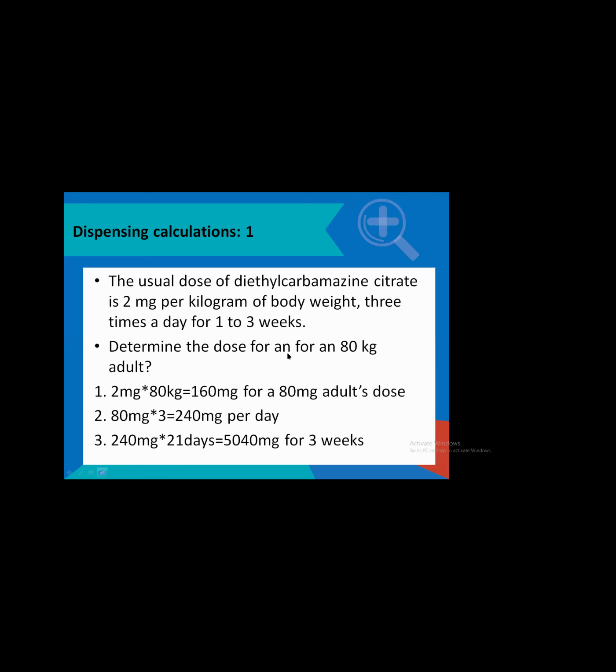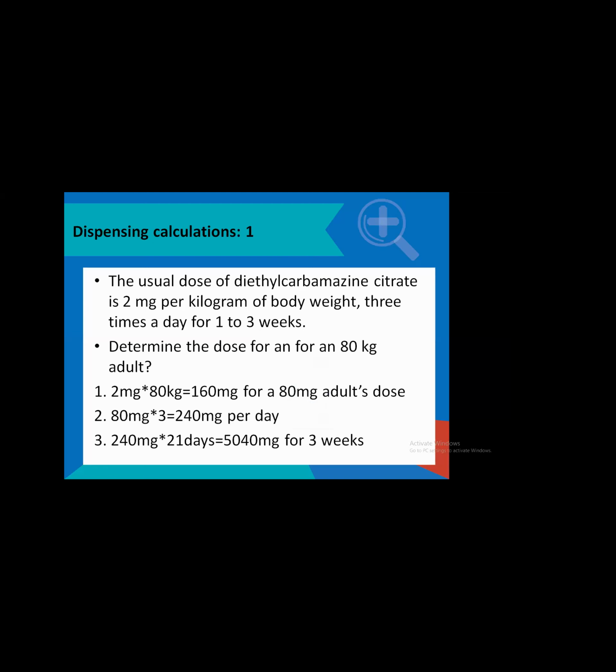The usual dose of diethylcarbamazine citrate is 2 milligram per kilogram of body weight, 3 times a day for 1 to 3 weeks. So whenever a question or a statement is given to you like this, you have to make sure that you look out for the things that will be important.